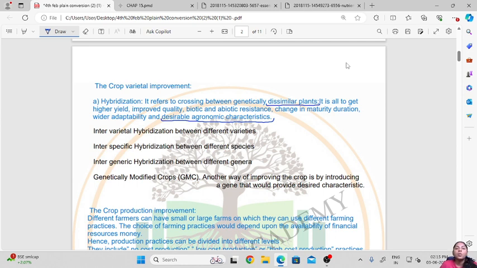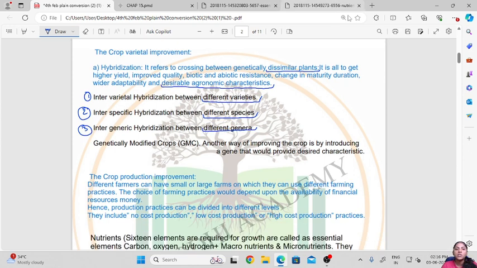Now what are the types of hybridization that are there? So the first one is intervarietal hybridization. Now this is done between two different varieties. The second one is interspecific hybridization, which is carried out between two different species. The third one is the intergeneric hybridization, which is done with the plants of two different genera or genus.